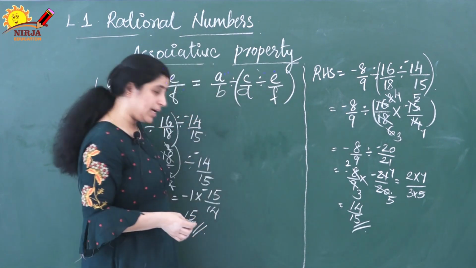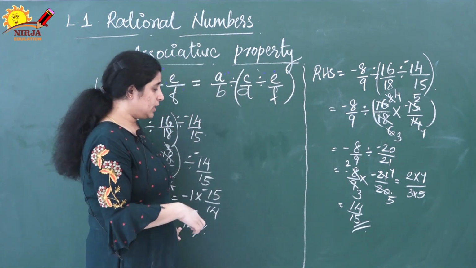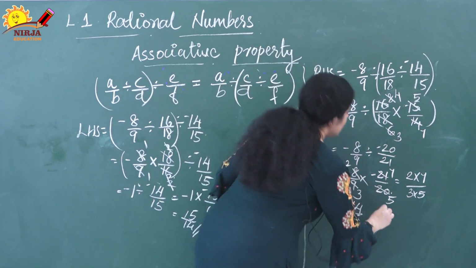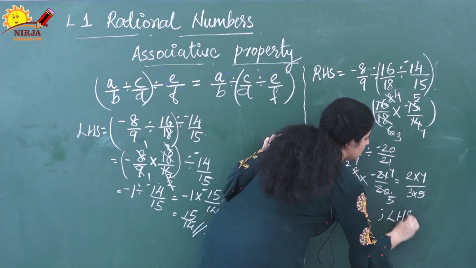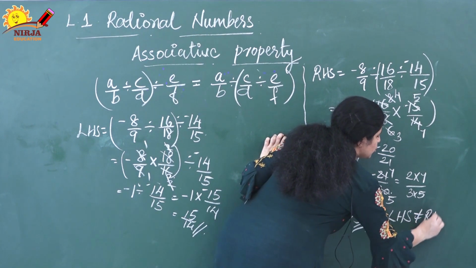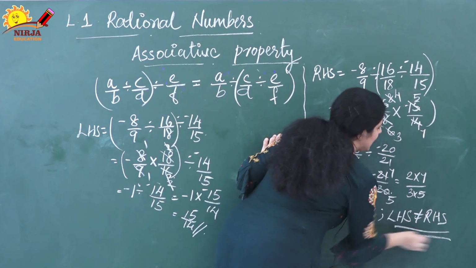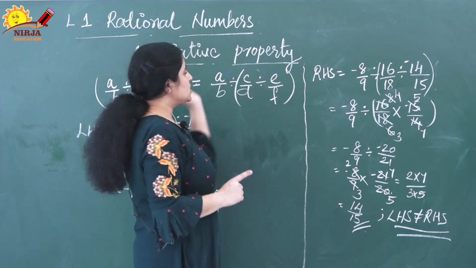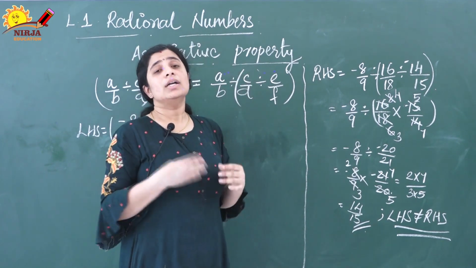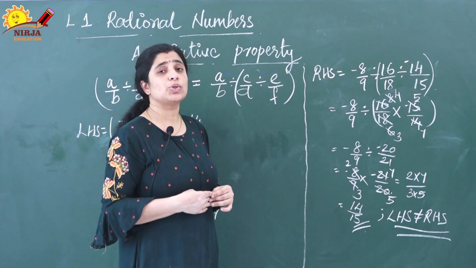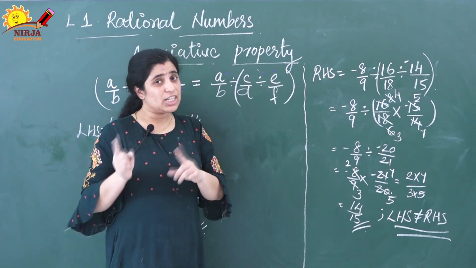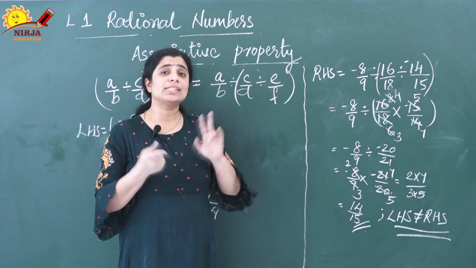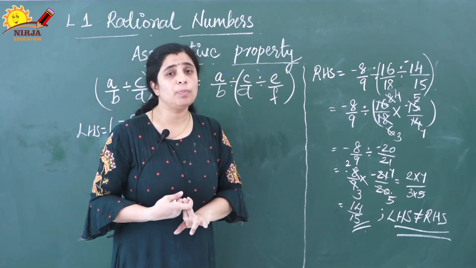See, here you are getting 15 by 14, but here you are getting 14 by 15. That means LHS is not equal to RHS. So this division of rational numbers does not satisfy the associative property. Multiplication satisfies the associative property, but division does not satisfy the associative property.